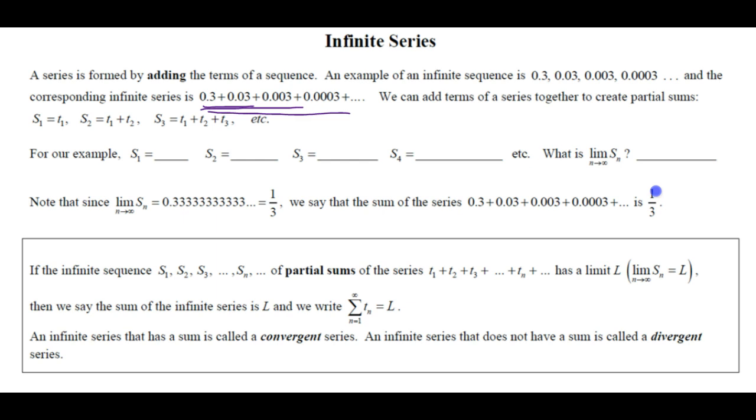So for example, what is S1? 0.3. What is the sum of two terms? 0.33. What about the sum of three terms? 0.333. Four terms.